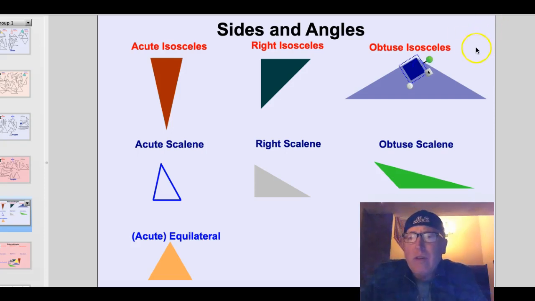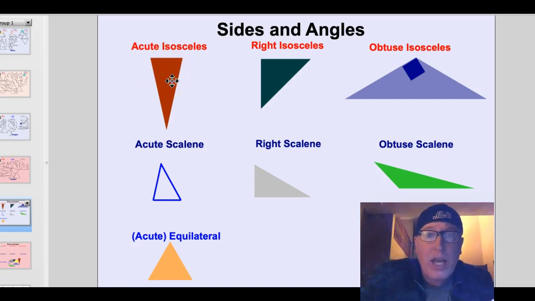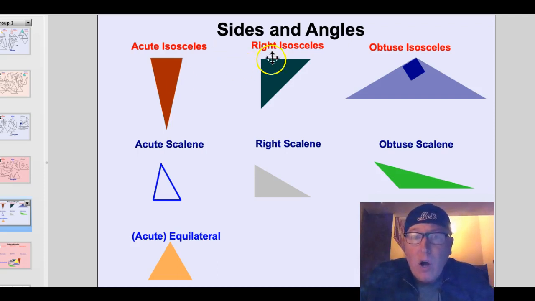Okay, every one of these is going to have one obtuse angle. It has to. That's why it's called an obtuse isosceles. All right, so let's just think about isosceles triangles. You can have an acute isosceles. Two sides are the same, but all the angles are acute. You could have a right isosceles. Two sides are the same, but it has a right angle. Obtuse isosceles. It's going to have two sides that are the same and one obtuse angle. That's 3 of the possible 7 triangles.